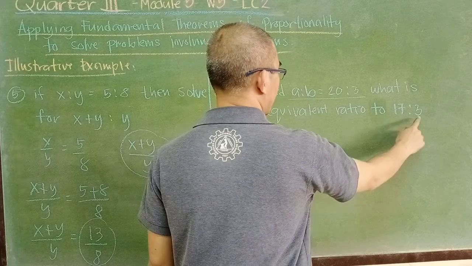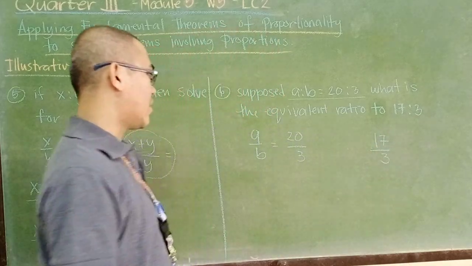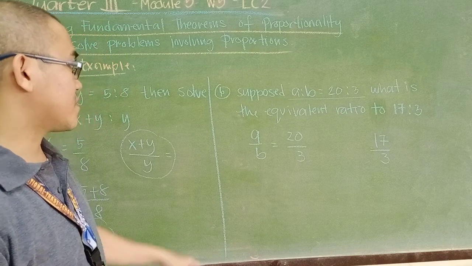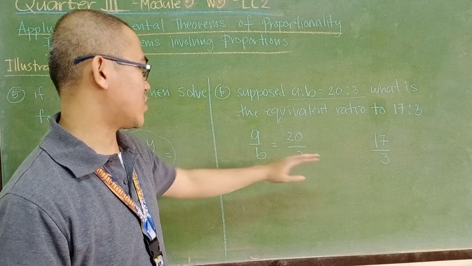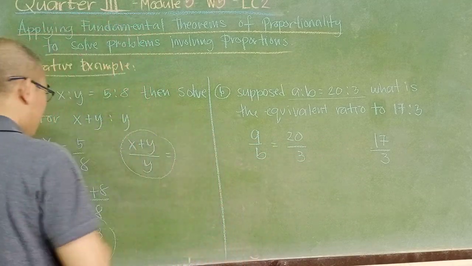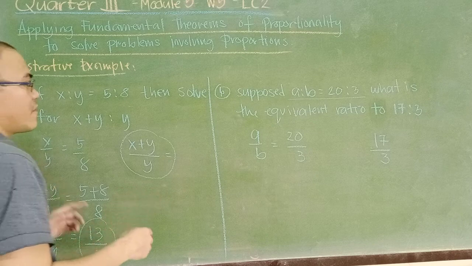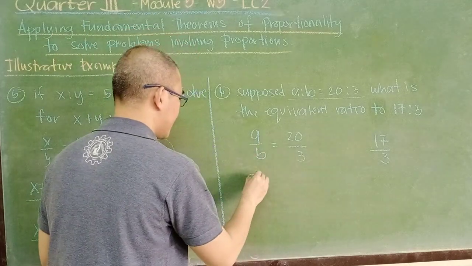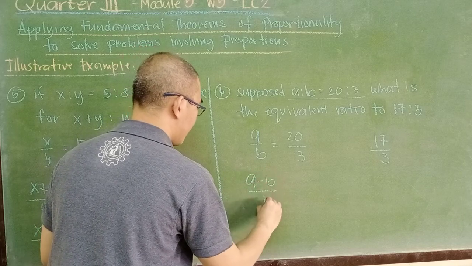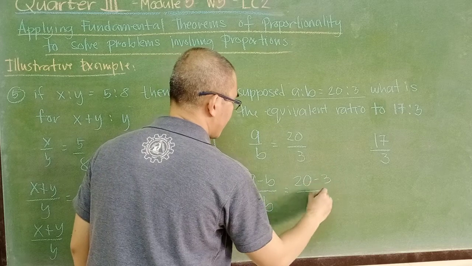Next, this one, we will make 17 over 3. Now, what we want to happen is to get 17 over 3. So what I will do is the same as this, only subtraction. We will use property number 5: subtract the denominator from the numerator. So it becomes a minus b over b, 20 minus 3 over 3.